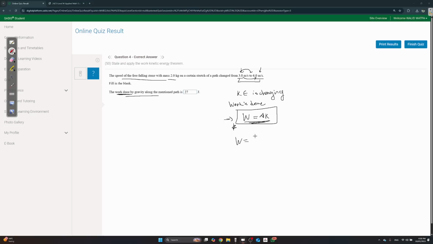So the work will be equal to K final minus K initial. So it's going to be half the mass 2 times velocity final, which is 6 squared, minus half the mass times velocity initial, which is 3 squared. And you should get 36 minus 9, which is 27.